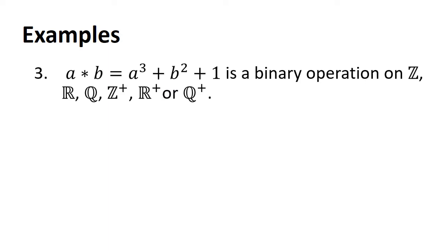Okay, we have another example. The operation defined by a star b equals a cubed plus b squared plus 1 is a binary operation on the set of integers, real numbers, rational numbers, positive integers, positive real numbers, and positive rational numbers. Okay, let's just have an example.